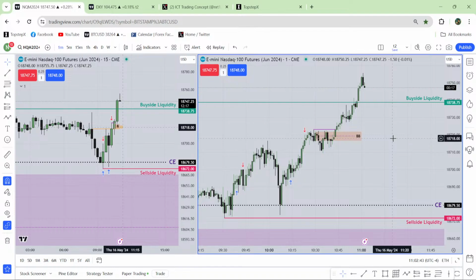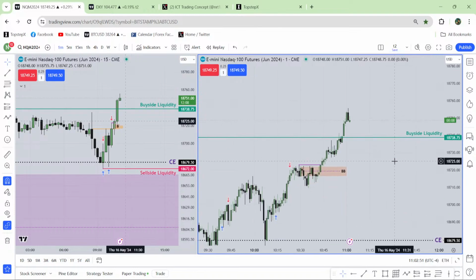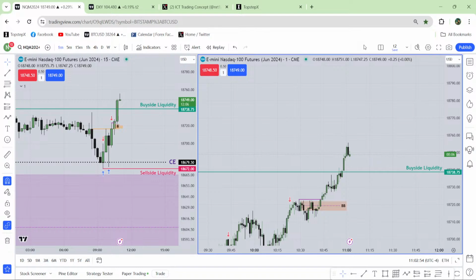Okay, what's the level now? We have blue. I gave you the level already. This is the level 18888.75. Not sure market will go over that today or not, but that's my target.